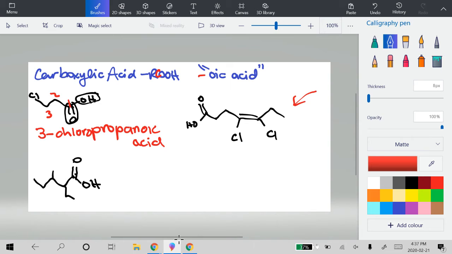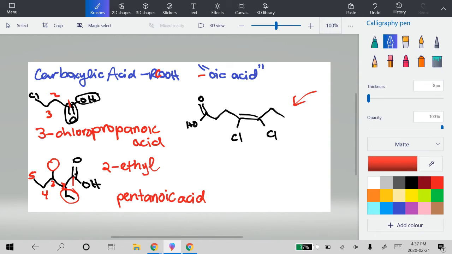Our next one is 1. We could go 2, 3, 4, or we could go even bigger to a 5-carbon molecule. So that would be a pent, AN for single bonds, and oic acid for the functional group. And then we have 2 side chains, a 3-methyl and a 2-ethyl. So the 2-ethyl will win alphabetically and numerically. So it would go first 2-ethyl, 3-methyl, pentanoic acid.